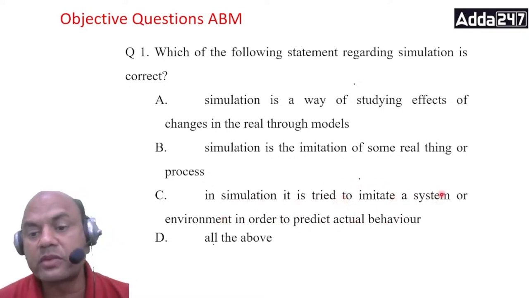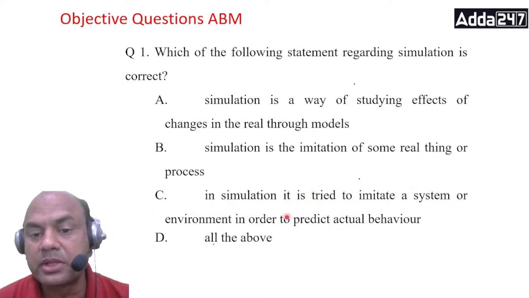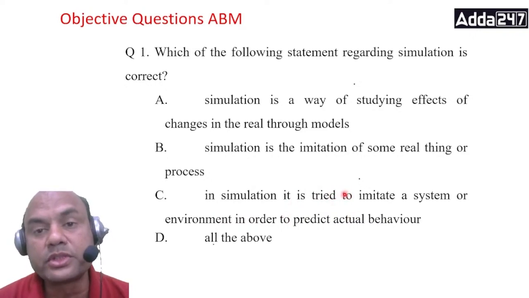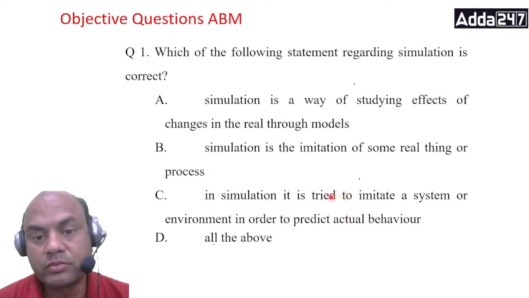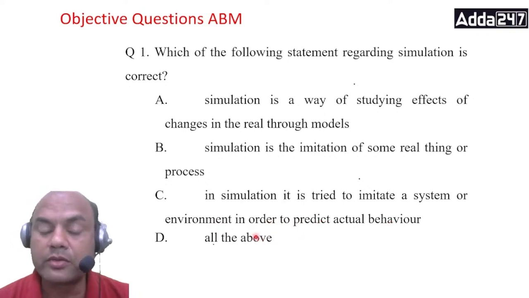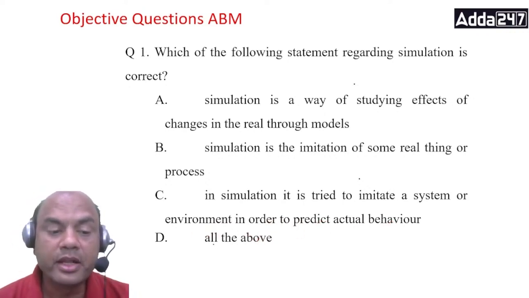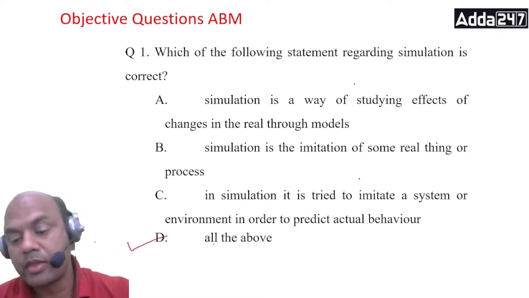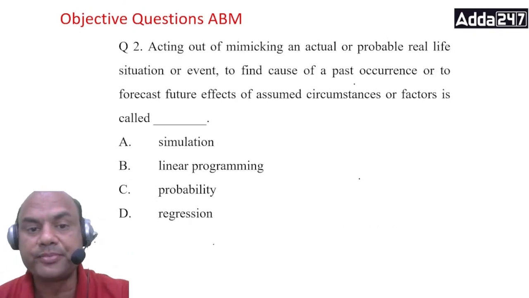Here we try to imitate a system or environment. In finance also, we use simulation. We see various scenarios, and based on those scenarios, we create the various effects of those scenarios. So in simulation, it is tried to imitate a system or environment in order to predict the actual behavior, and all of the above. So the correct answer is D, all of the above. Okay.